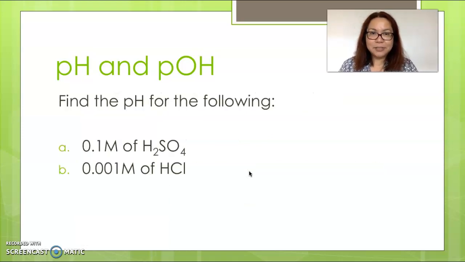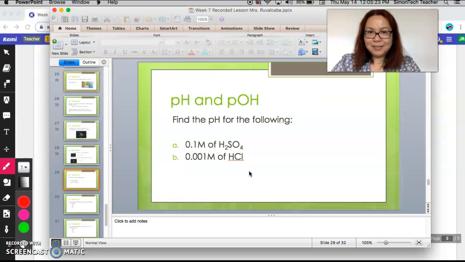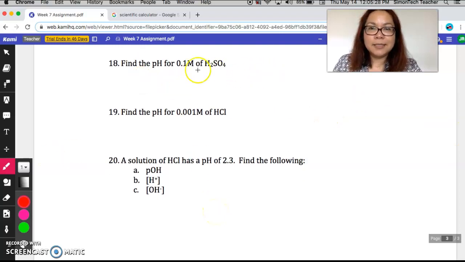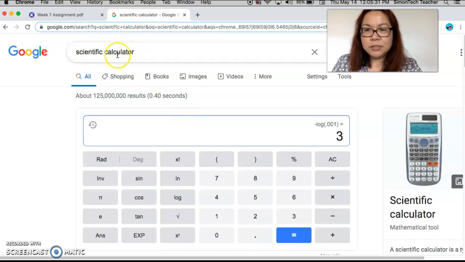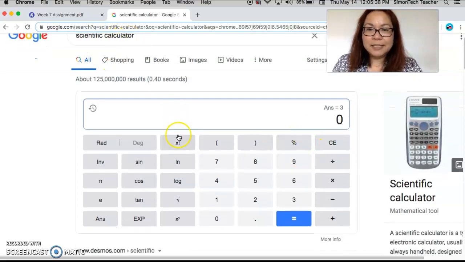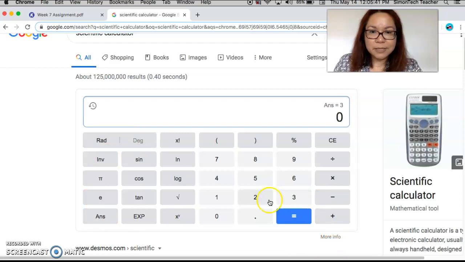Okay, so let's do these problems. I will do both problems, and you're just going to have to follow along, and I'm going to show you how to do this on the calculator using the Google scientific calculator. So let's go back to my document. Okay, so that would be number 18 here. And look, you simply Google scientific calculator, and it should show something like this. And look, we've got the log function already.